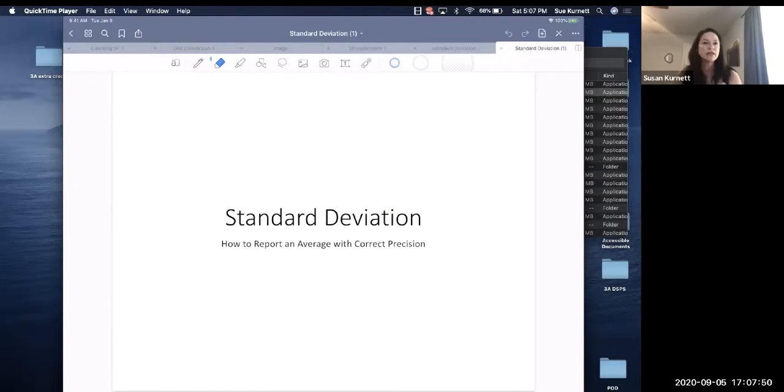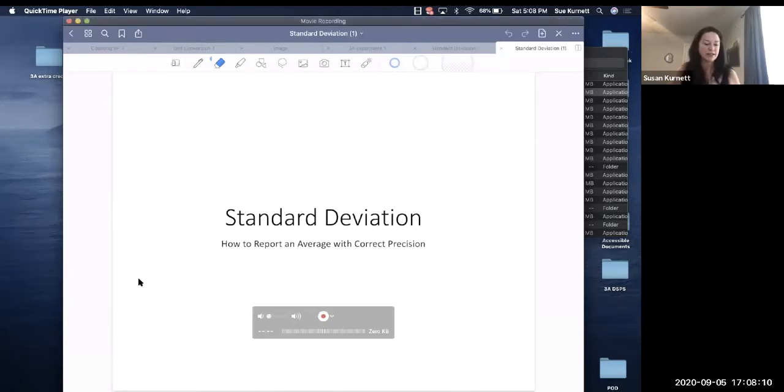So standard deviation is just a statistics thing that we do when we're reporting an average. I have no idea if that makes sense. I mean, it makes sense to me. I have no idea if that makes sense to you. Okay, but I'm going to keep going, and hopefully if you have questions, you will ask.